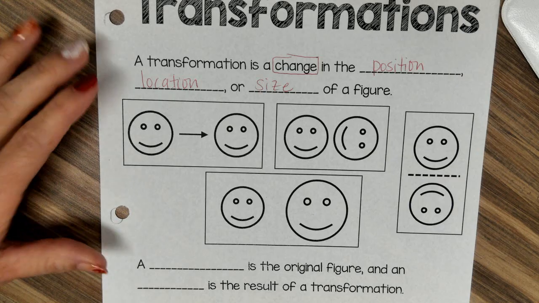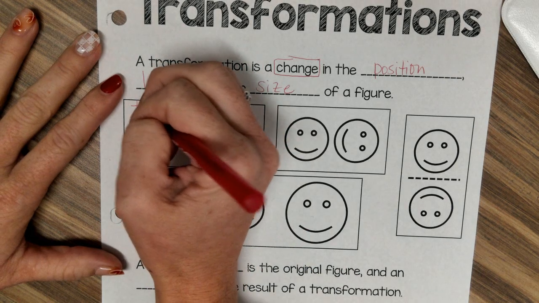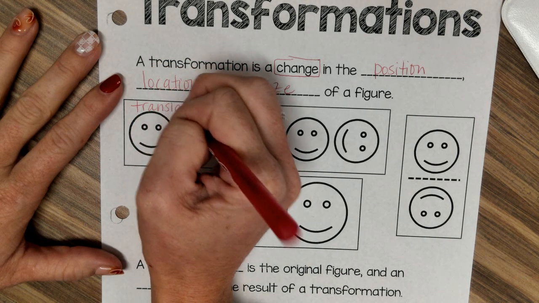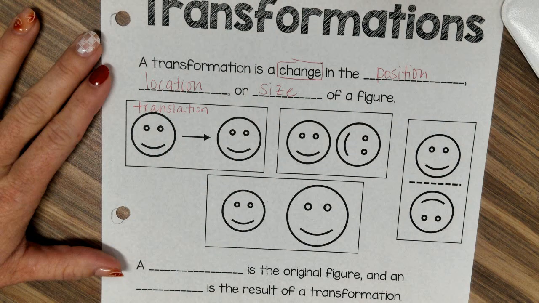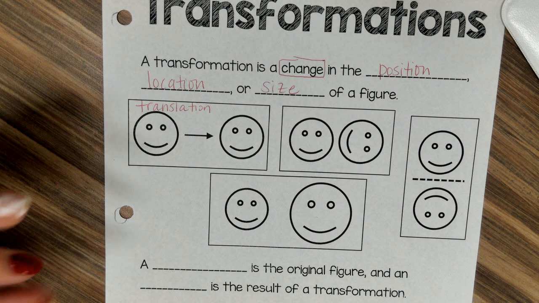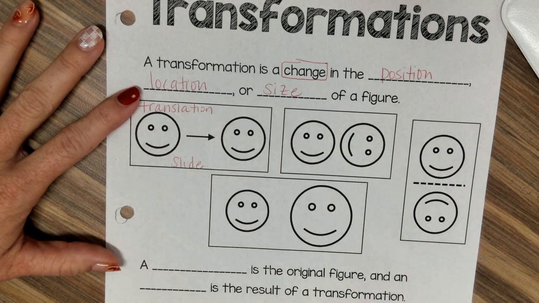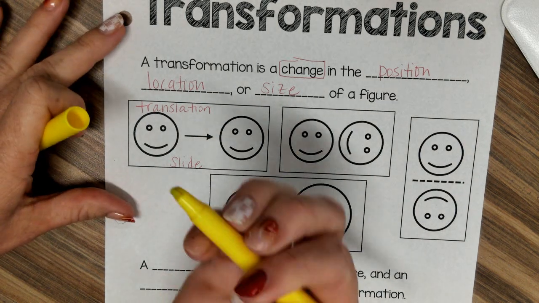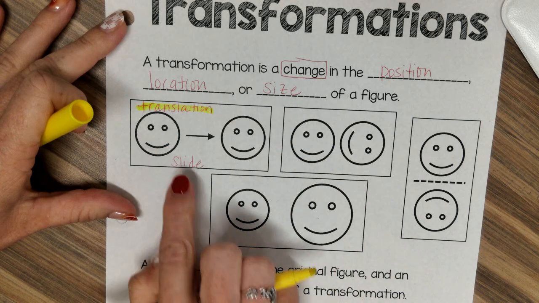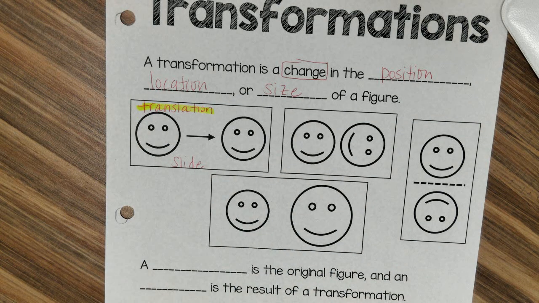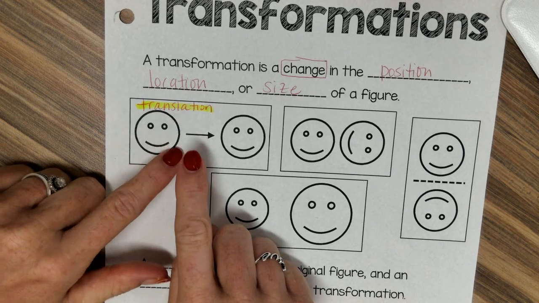This is called a translation. Write it down. This is called a translation. All it is, is a slide. So the vocabulary word is translation. The layman term is slide. Like you take an image and you just slide it over. You can slide it up, you can slide it down, you can slide it left, you can slide it right. Okay, that is a translation.